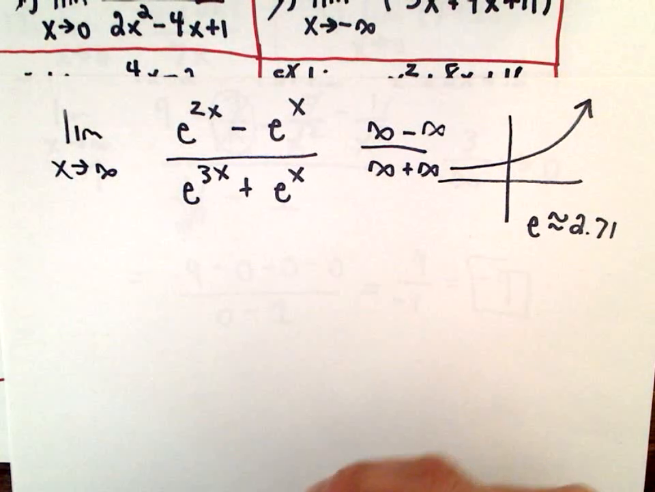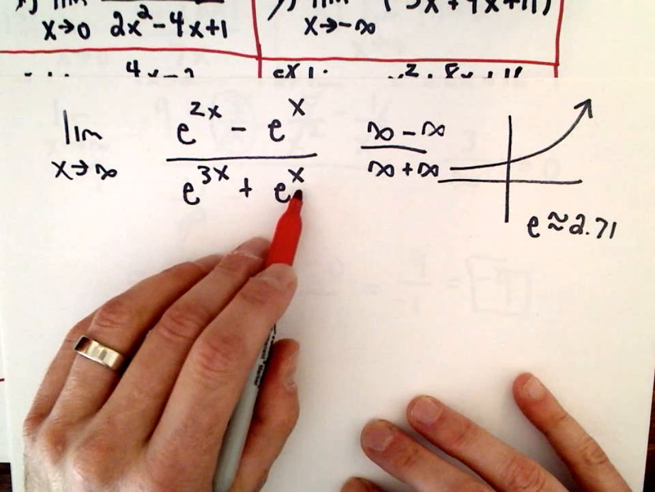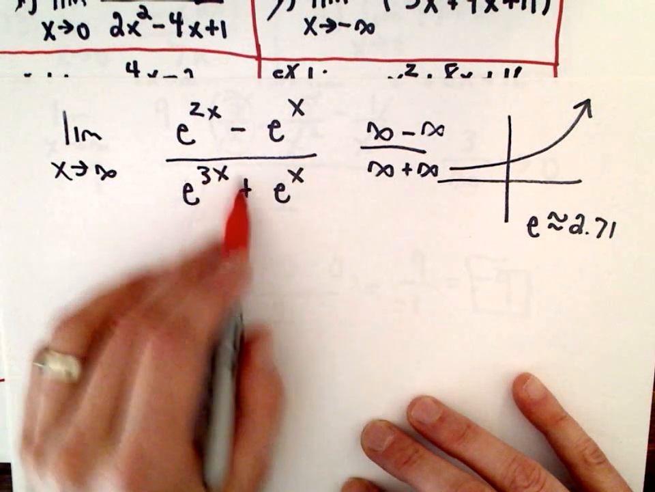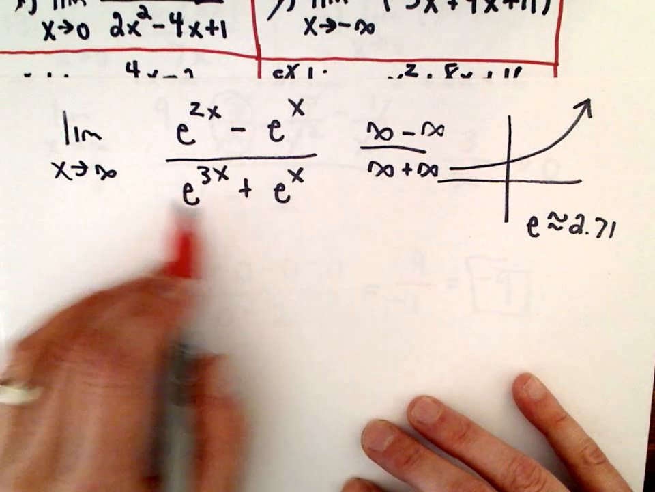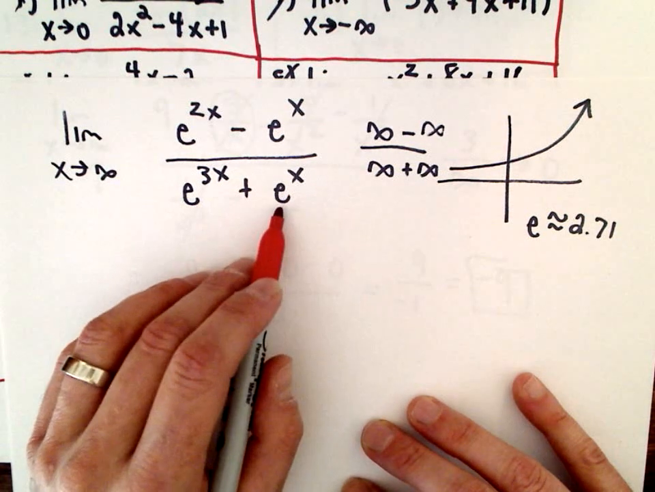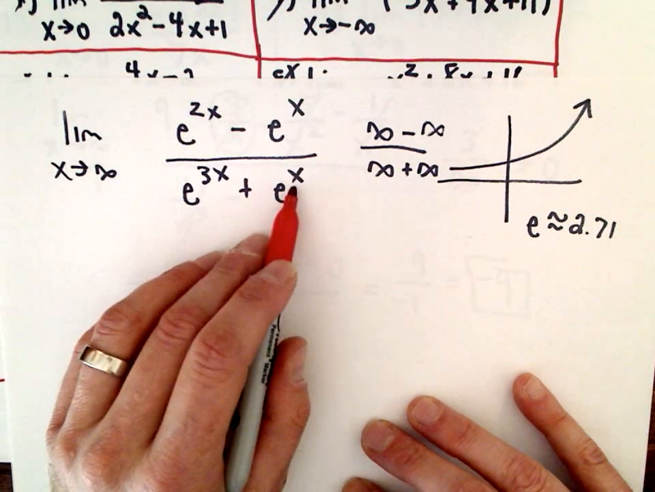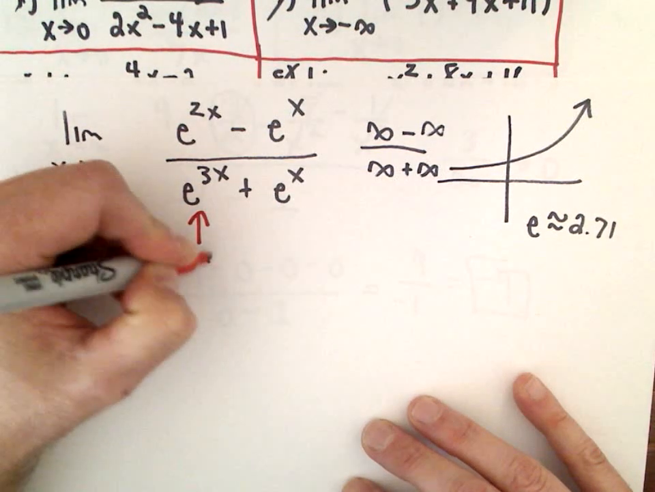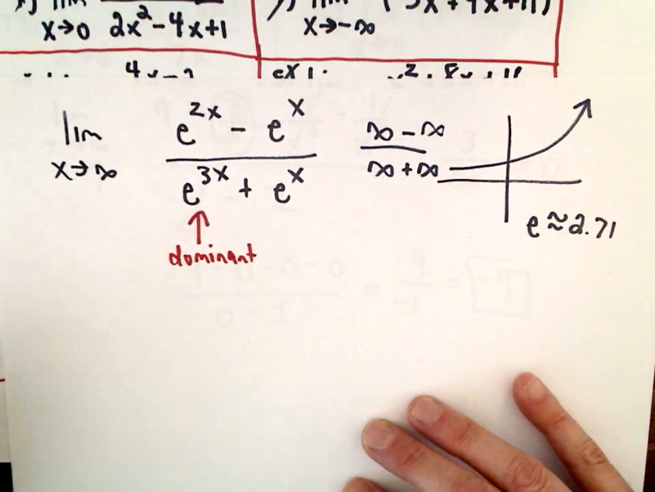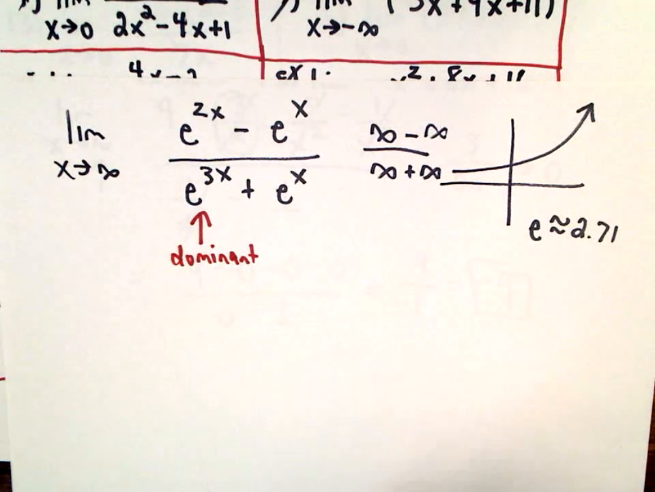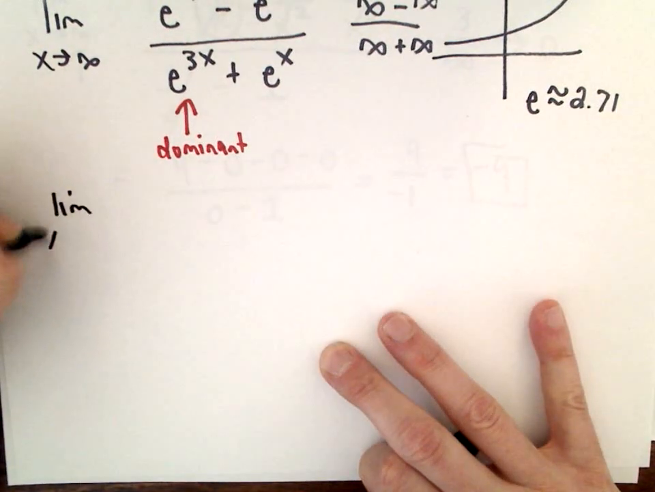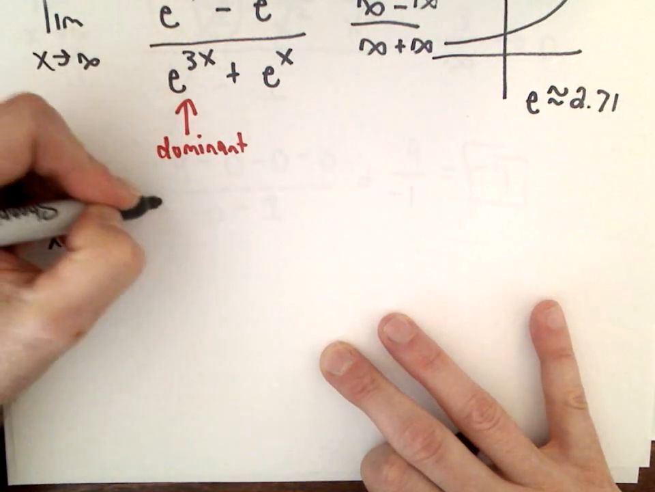Well, I can use the same idea. I can look at the denominator, and I think of e to the 3x and e to the x. If I put in, say, x equals 1,000, which one of these two terms would be bigger? Well, e to the 3x would be bigger than just e to the x. e to the 3,000 would be larger than e to the 1,000. So this is what's called the dominant term. It's the one that's getting biggest the fastest in the denominator. I would use the exact same idea. I would divide everything, in this case, by e to the 3x.